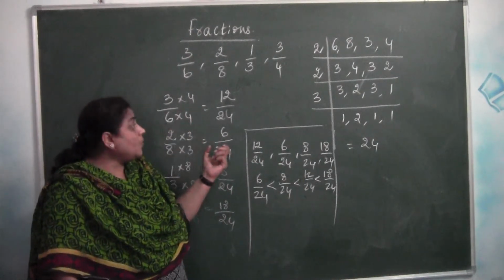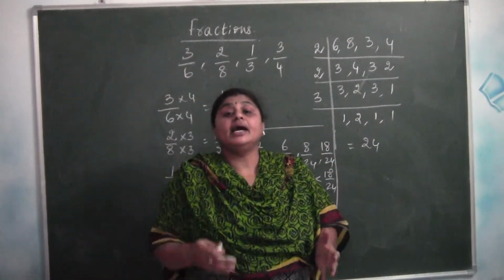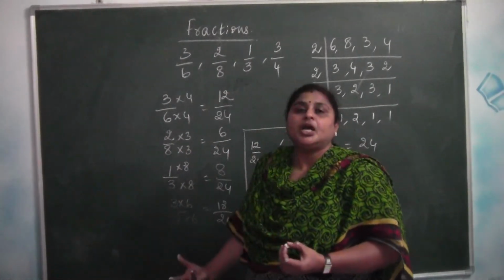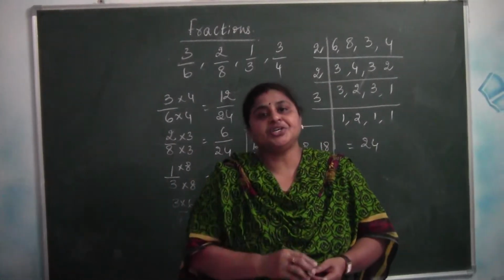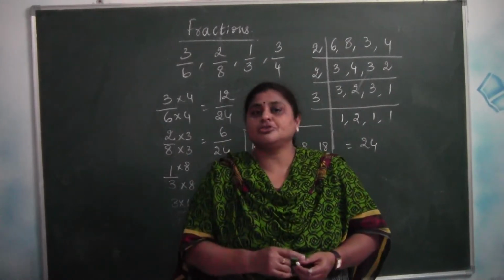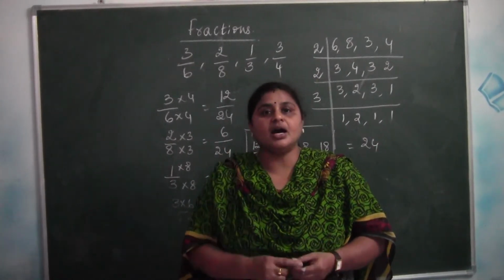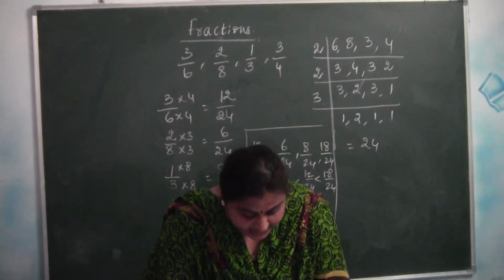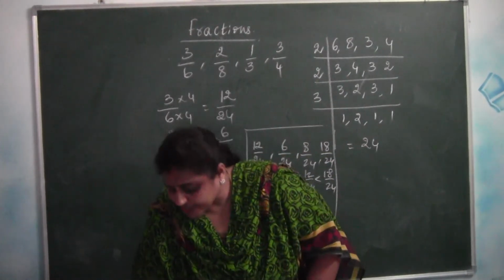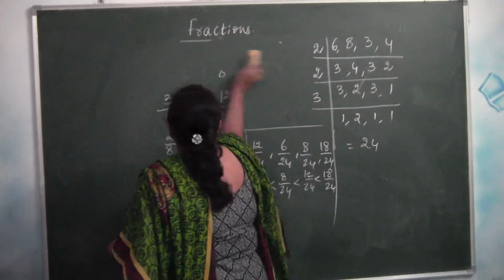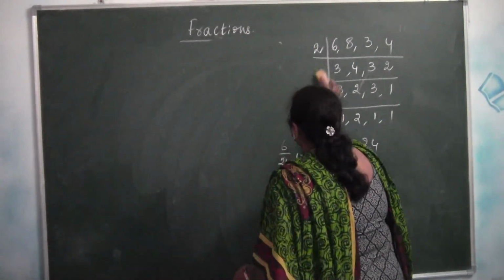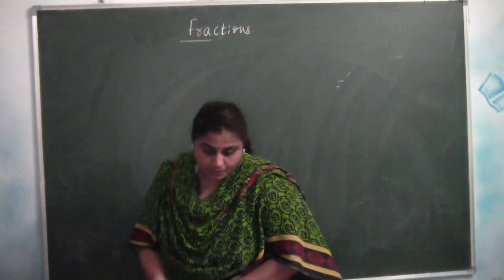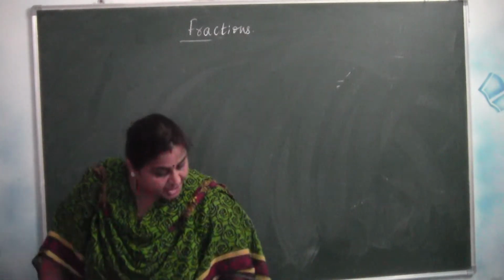This is how you will compare the unlike fractions. The same procedure you will be following for addition and subtraction of fractions also, children. Okay, so when we are learning that, I will give you the explanation again. Now let us take another example. I will explain you the other problem. Let us take another sum comparing unlike fractions.